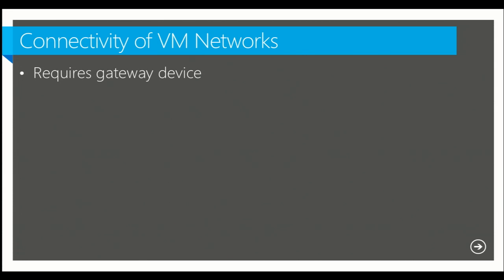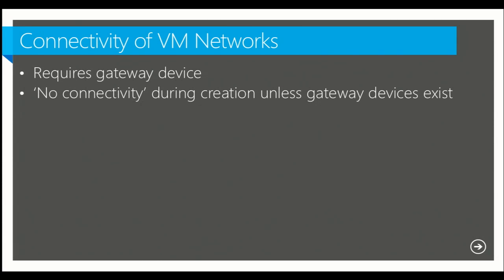I know Iron Networks has a gateway device. I'm not sure if it's out yet or if they're just releasing it very soon. I'm not sure on the dates of those. So if you don't have your gateway device already configured in VMM when you create the VM network, you're not going to have the ability to do anything but have no connectivity, meaning that the VMs on the VM network will not be able to speak to anything outside of their VM network.